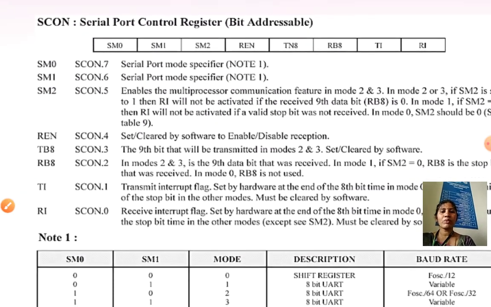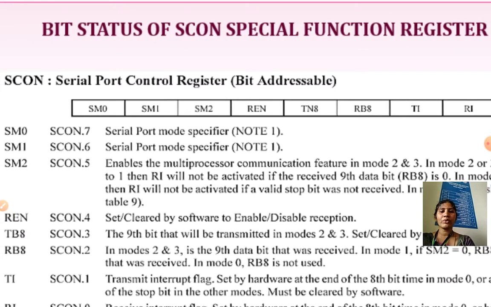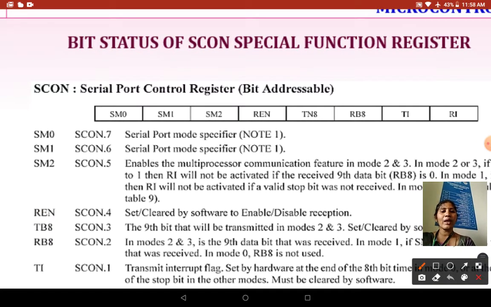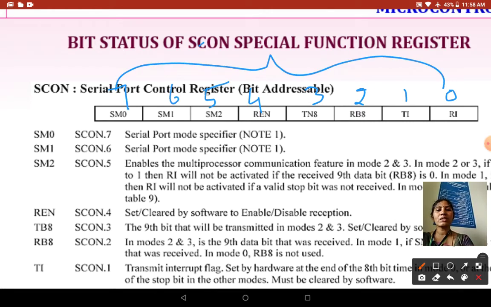So the first one is the serial port register. It is an 8-bit register. You can see here 8-bit. It has your 0th bit, 1st bit, 2nd bit, 3rd bit, 4th bit, 5th bit, 6th bit, 7th bit. So 0 to 7, so it is your 8-bit register. SCON is an 8-bit register. In this, the 0th bit represents RI, and TI, that is receive interrupt, transmit interrupt.